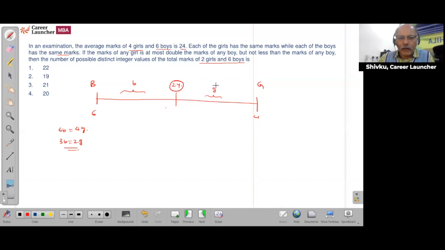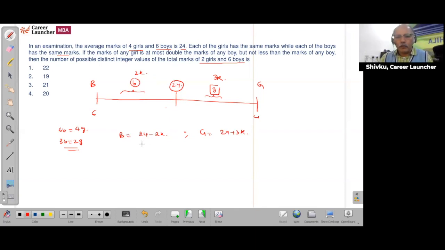So I'll take the value of this, right? The ratio of g to b has to be, I'll take this as 3k and this as 2k. So what does that mean? It means that the boys' average marks will be equal to 24 minus 2k, and the girls' average marks will be equal to 24 plus 3k.